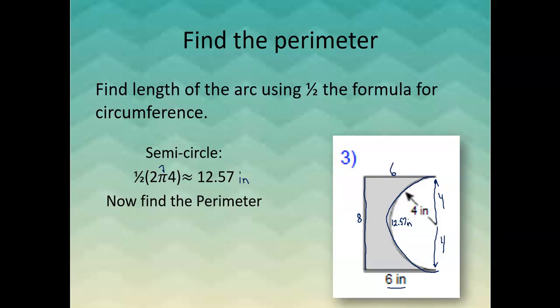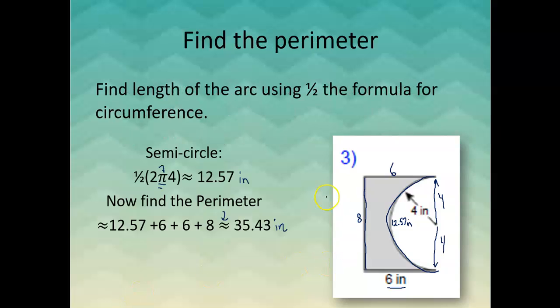And now we can find the perimeter. We've got 12.57 for the arc, plus 6, plus 8, plus another 6. And when we add that together, we get 35.43 inches. Again, this is approximately because we did have to round here because of pi.